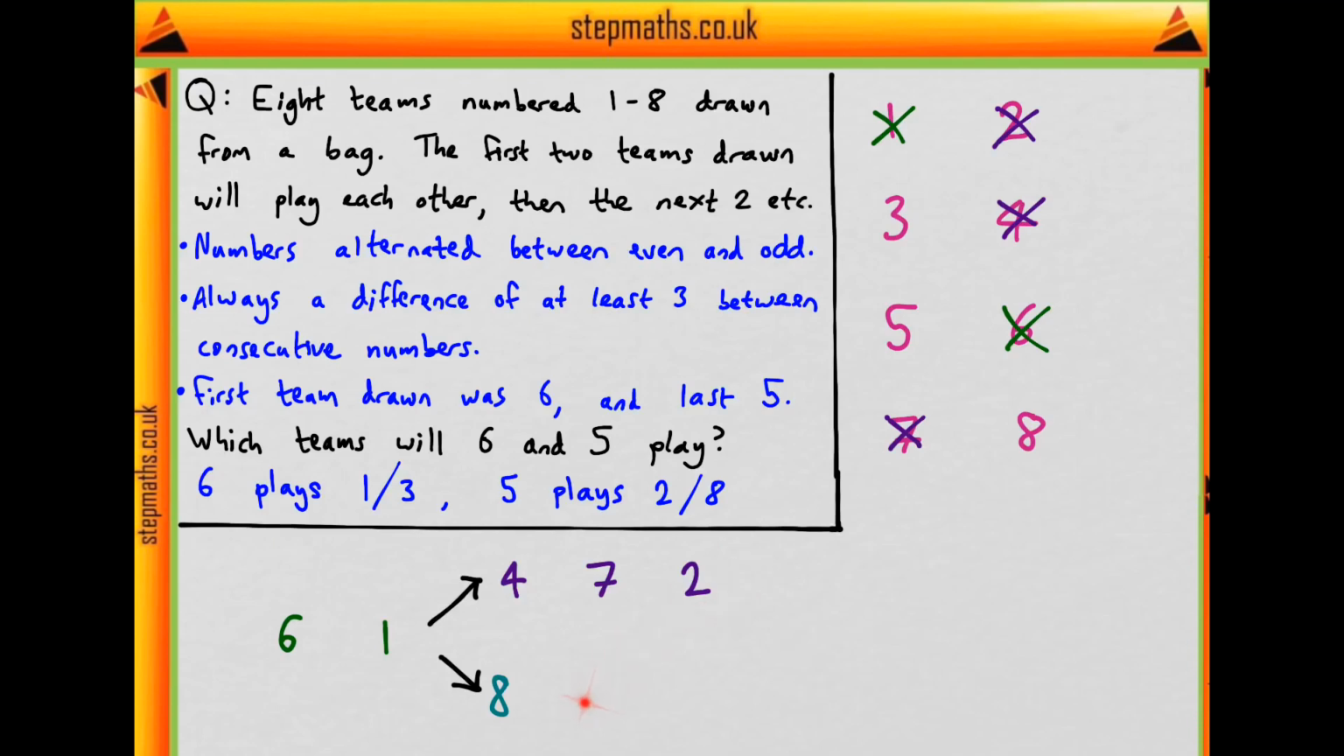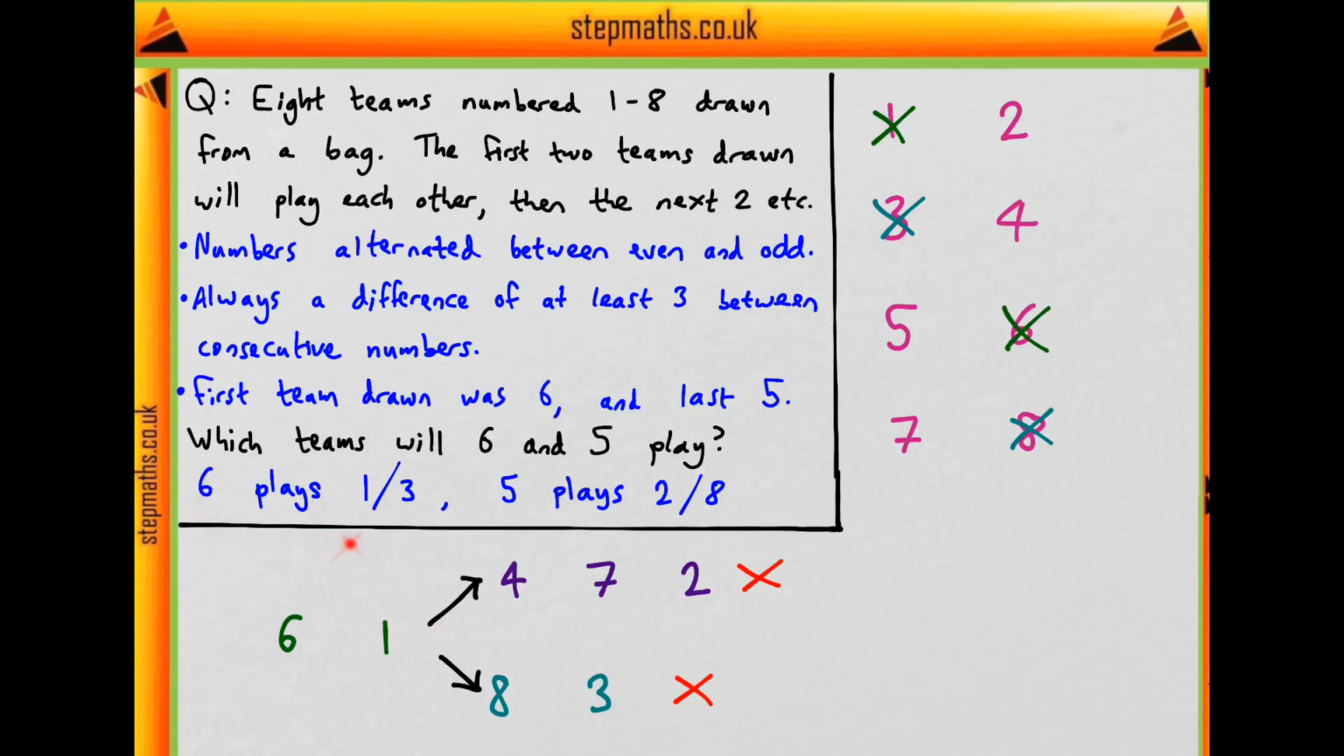Now let's move on to 8. So from 8, where can we go? Now we know we need to change to the odd numbers, but 7 is too close, so that means we have 3 or 5. And again, 5 has to be the last number, so our only option is 3. Where can we go from 3? Well, we've used up the even numbers that are far enough away, and we know that 2 and 4 are too close, because there needs to be a difference of at least 3. So again, there's no way of completing this route. So what can we conclude from this? Well, if we start with 6 and 1, then there's no way of finishing the set.